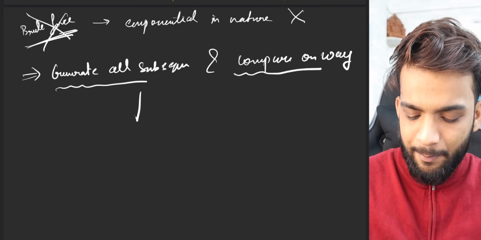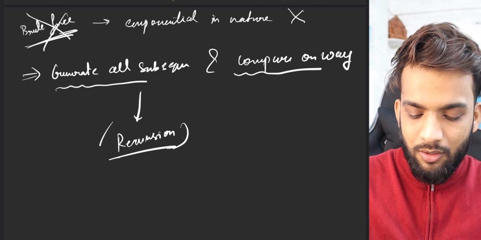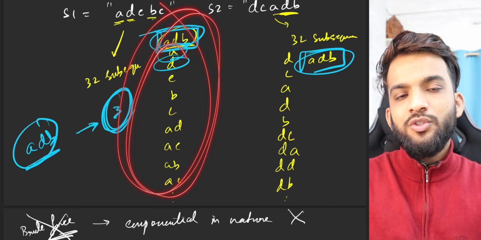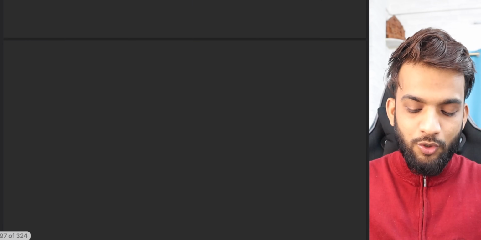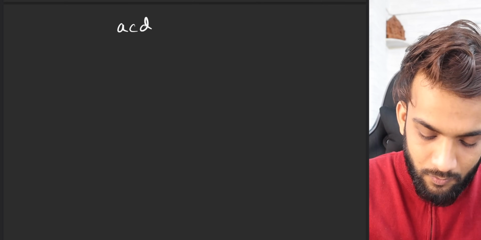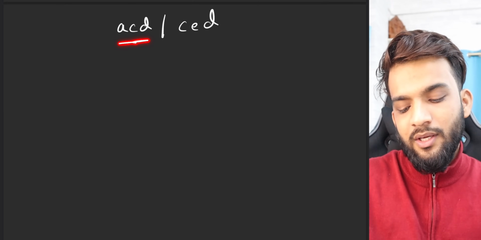So you will tend to follow a recursion method where you will not generate these. Instead of that, you will use parameters to generate them. I'll be showing you how. First, let's understand something in depth. Let's take an example super quickly: ACD and CED. Assume these are the two strings that you're looking to solve.